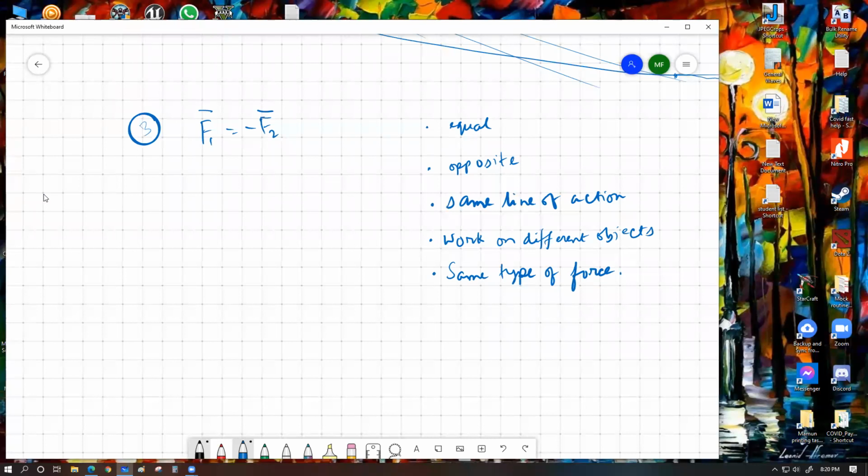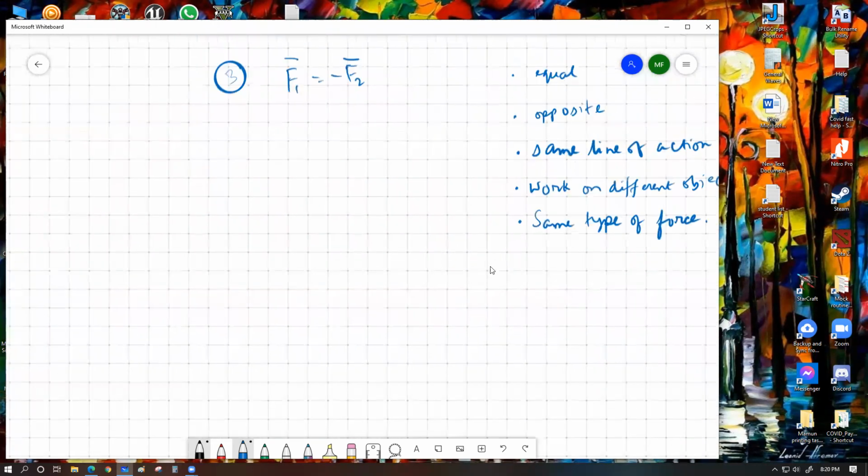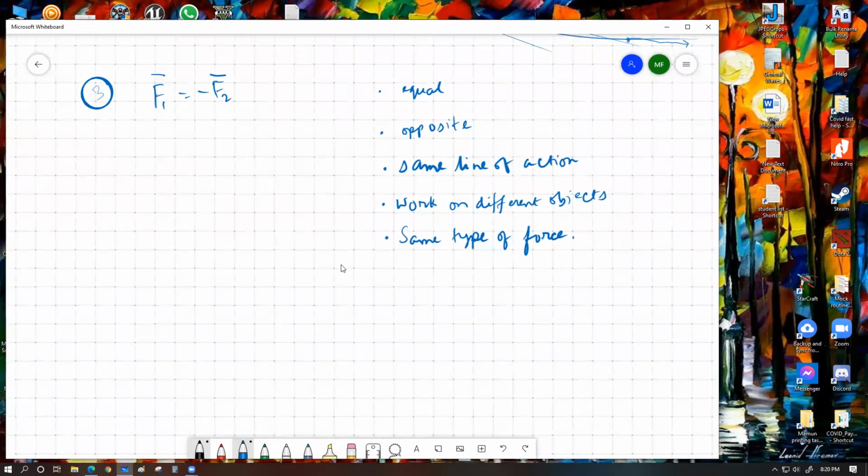What does this line mean? Same line of action. Let me give you a bit of an example. I'm going to drop some figure over here on this side and try to understand. Let's say we have two different objects. First of all, we're going to see the linear scenario, and then I'm going to show you the two-dimensional scenario.